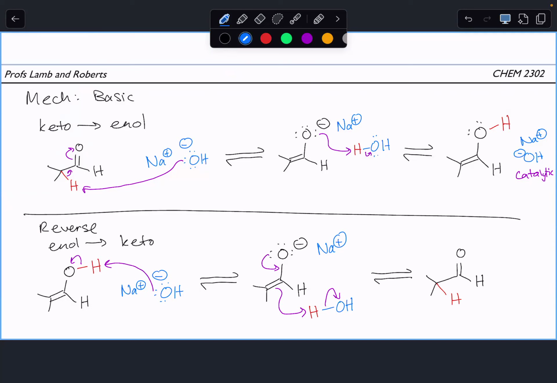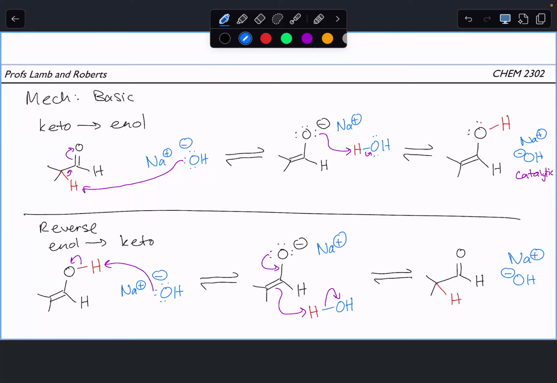And we regenerated our base. Questions? So 2 mechanisms, 2 orders, but it's just 2 proton transfers. That's all it is. You just got to think about which direction the proton is moving.